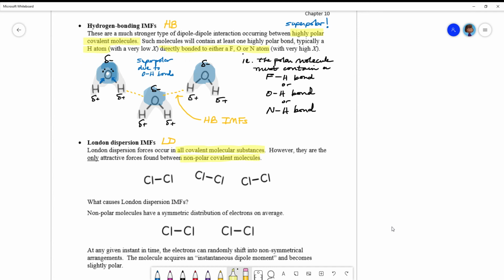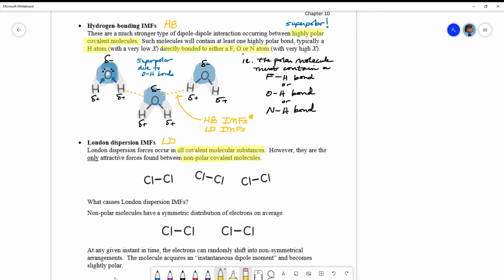That means in the preceding example, which was water, which I said the IMFs were hydrogen bonding IMFs. Well, that's true. The IMFs here are predominantly hydrogen bonding intermolecular forces, but we also have London dispersion intermolecular forces occurring between our water molecules. They're not as strong, they are not as dominant as the hydrogen bonding intermolecular forces, but they are present there as well.